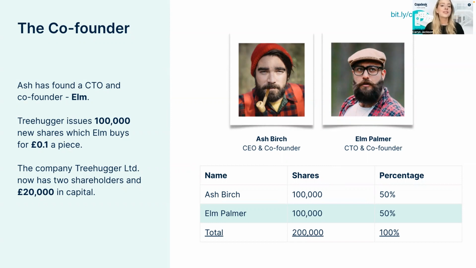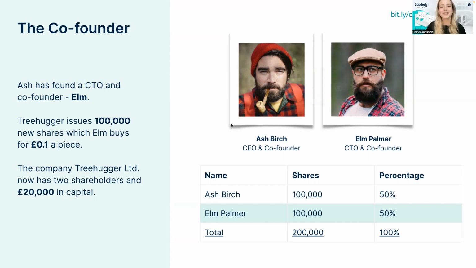Now, as I mentioned earlier, Elm cannot get 50% unless he pays the same as Ash. So what happens now is that Treehugger issues shares, and the share price is the same. So it's 0.1, which means that the company now has 2 shareholders and £20,000 in capital.